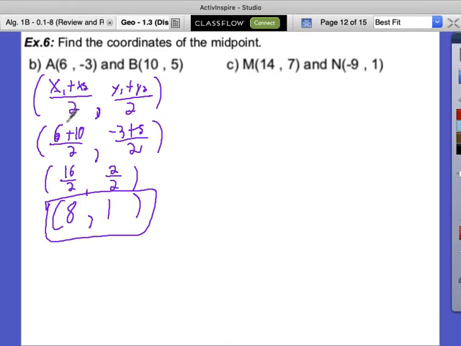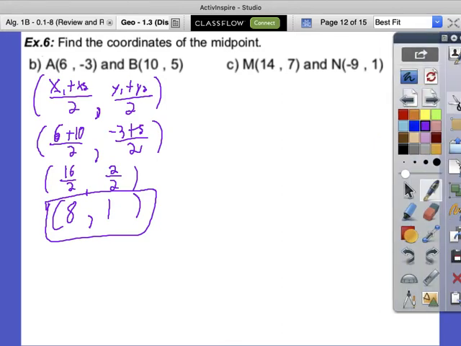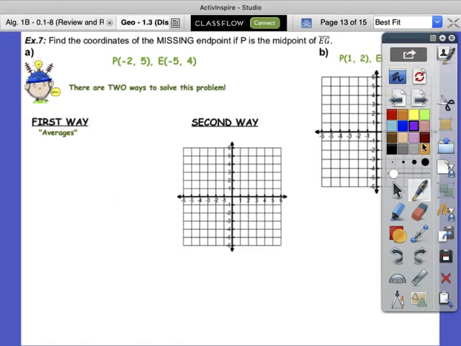If I look, is 8 halfway between 6 and 10 for my x values? Yeah. Is 1 halfway between negative 3 and 5? It would be, actually. It's 4 away from each. Okay? Questions on that? Okay? We're going to skip example C as well, for the sake of time.